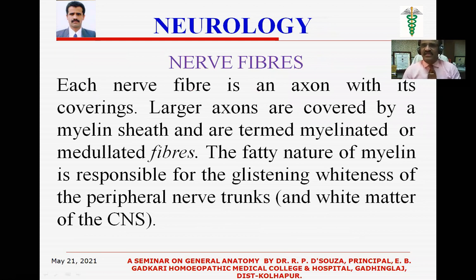Larger axons are covered by a myelin sheath and are termed myelinated or medullated fibers. The fatty nature of myelin is responsible for the glistening whiteness of the peripheral nerve trunks. If you see the peripheral nerve trunks, the cords, they have a glistening whiteness, and that is due to myelinated or medullated fibers and the white matter of the CNS.